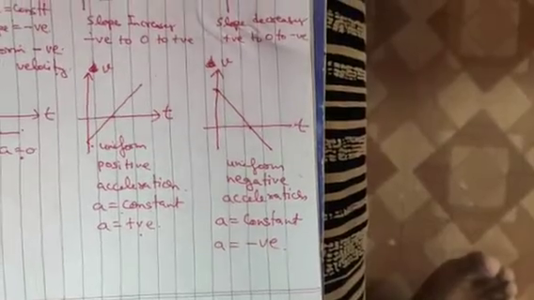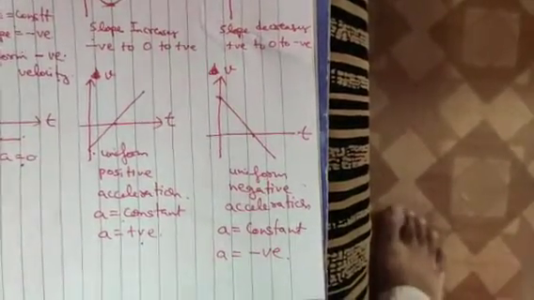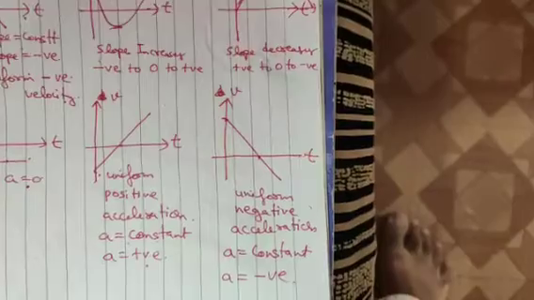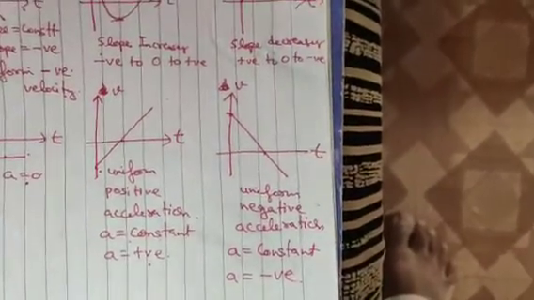I suppose this topic is clear now. Different types of position time graph as well as the velocity time graph.